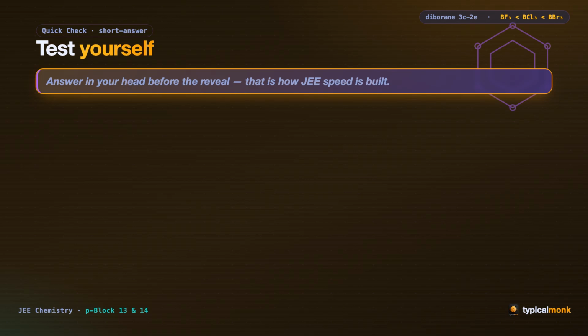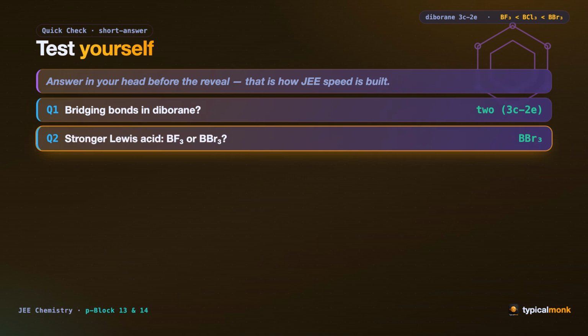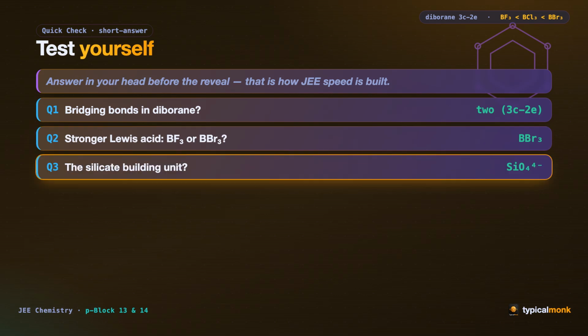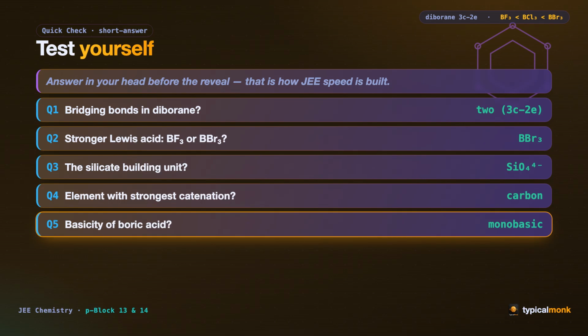Now, test yourself. Answer in your head before the reveal. That is how JEE speed is built. Here we go. Question 1. The number of bridging bonds in diborane? 2. Each a 3 center 2 electron bond. Question 2. The stronger Lewis acid, boron trifluoride or boron tribromide? Boron tribromide. Question 3. The silicate building unit, SiO4 with a 4- charge. Question 4. The element with the strongest catenation, carbon. And question 5. The basicity of boric acid, it is monobasic.